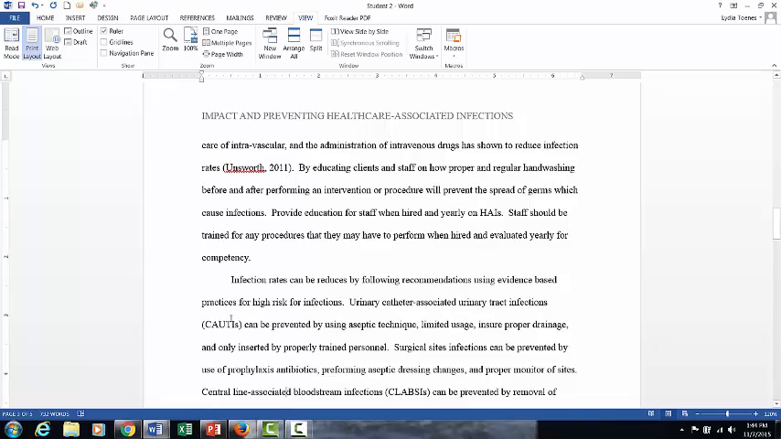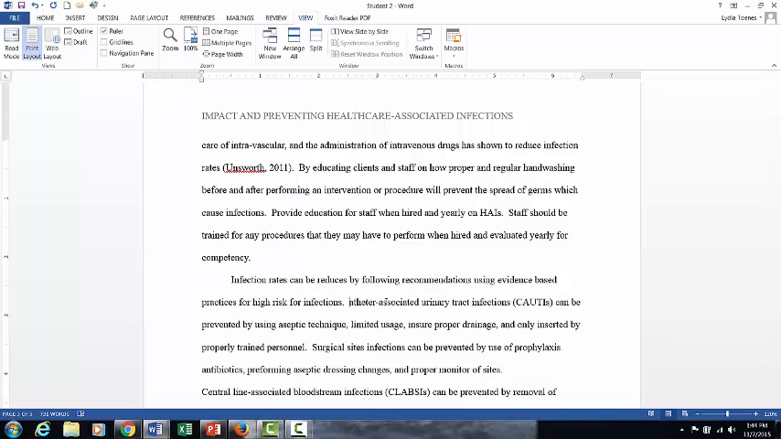Sometimes you got to watch yourself whenever you use an abbreviation. Sometimes you end up mixing the way that it's pronounced. Officially, it's supposed to be catheter-associated urinary tract infections, which is what CAUTI stands for. So we've got an extra word here. There we go. Catheter-associated urinary tract infections.